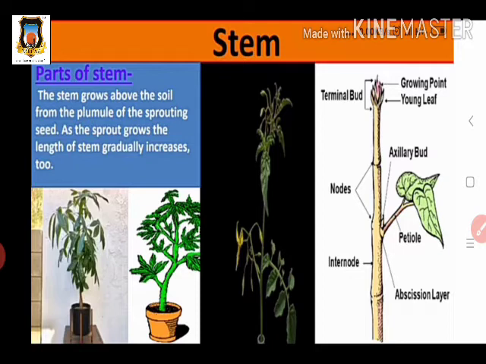As the sprout grows, the length of stem gradually increases. Means after growing the plumule, it continues to grow, and after continuation of growing, it gets converted into stem. Means its height increases, and after a certain height, it becomes a stem of that plant.